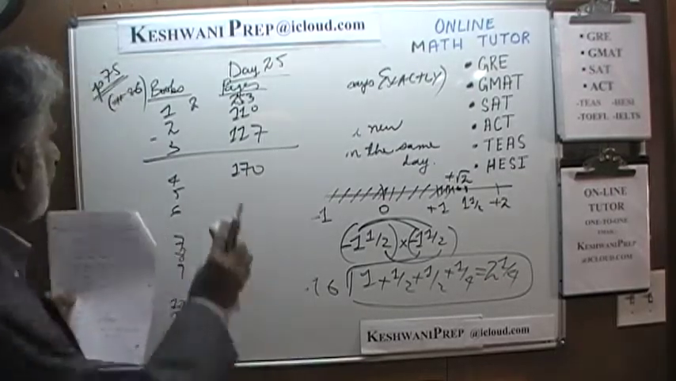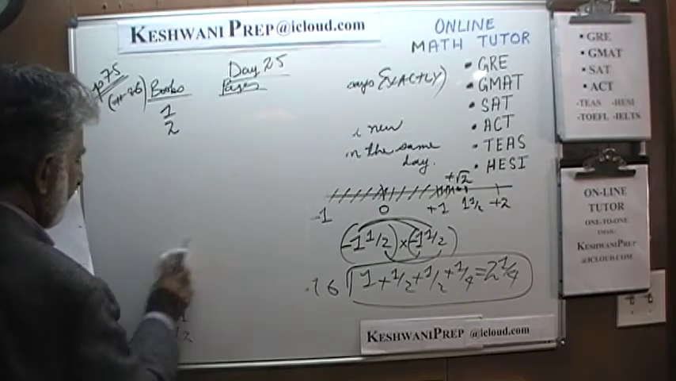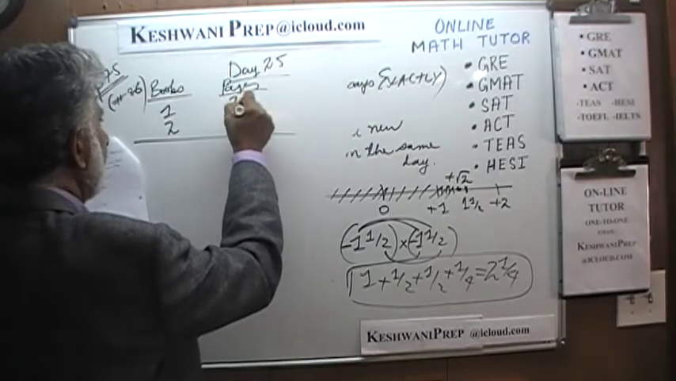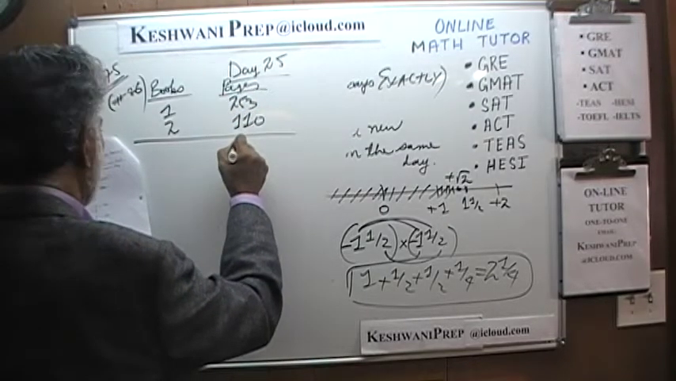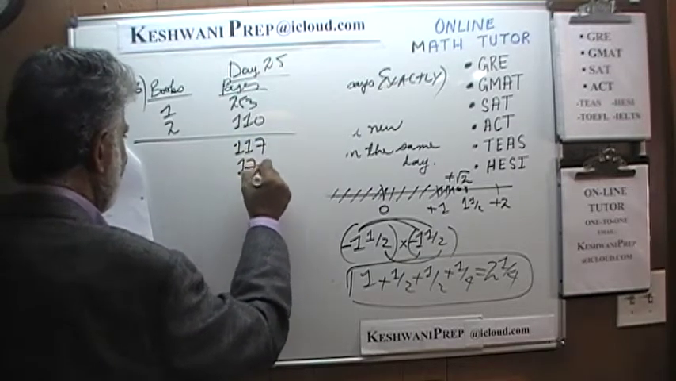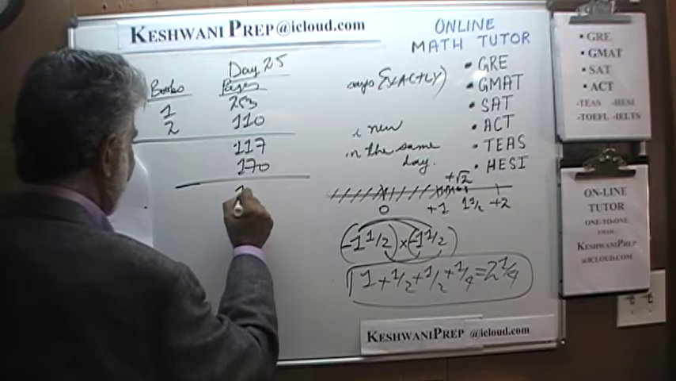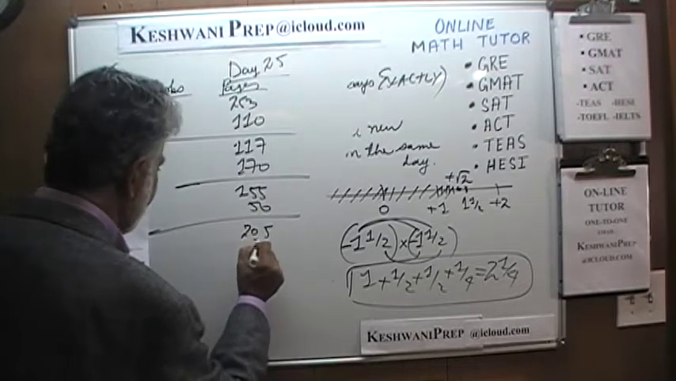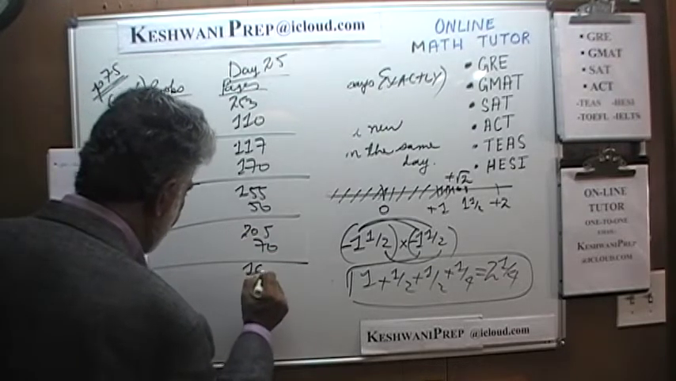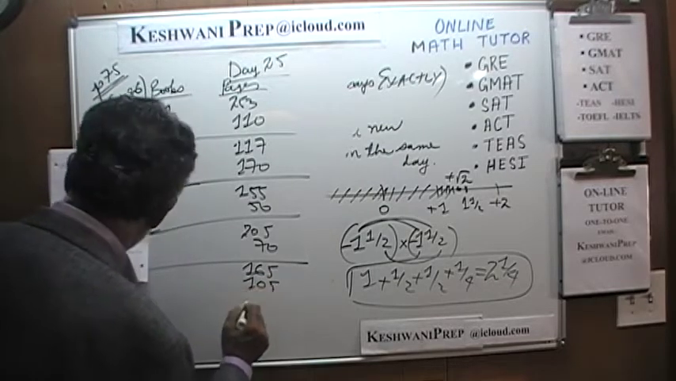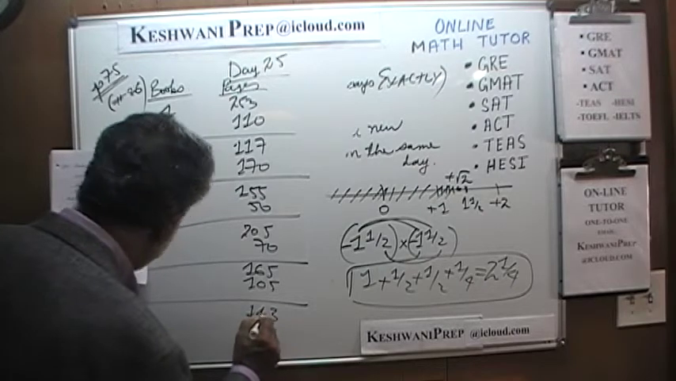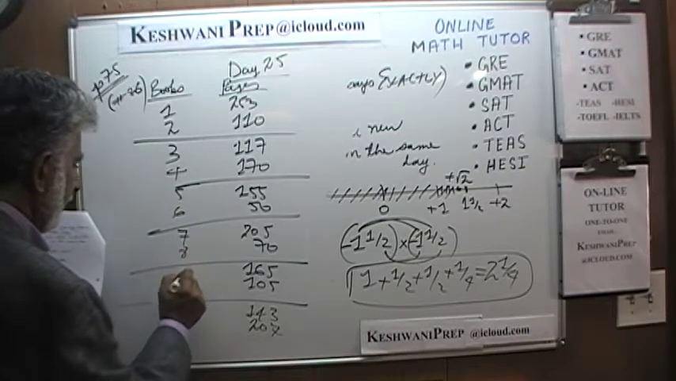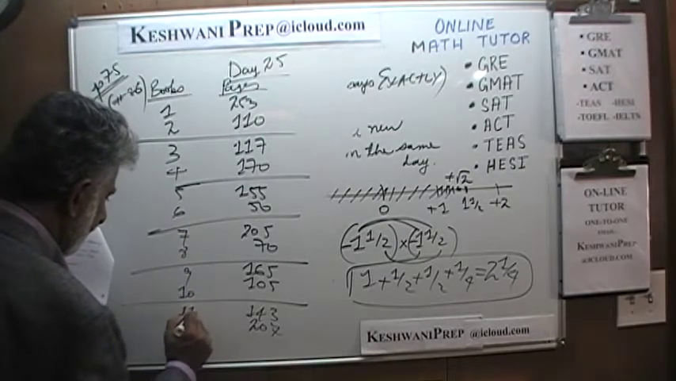Books 1, 2, 3, 4, 5, 6, 7, 8, 9, 10, 11, and 12. Pages: 253, 153, 110, 117, 170. You know, in my notes I have written two at a time, so I'm going to stick with what I have in my notes. 253, 110, 117, 170, 155, 50, 205, 70, 165, 105, 145, 143, and 207.